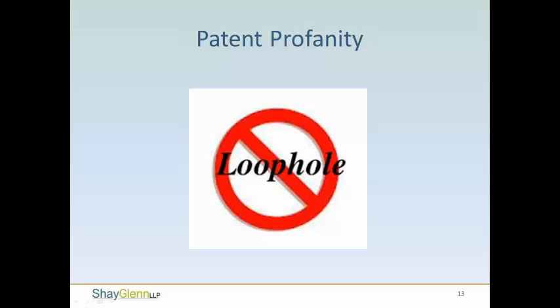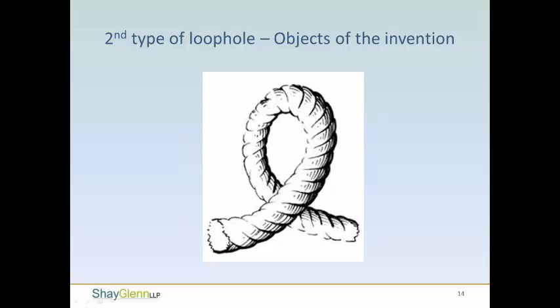Even if nothing can be done to correct a problem in the existing application or the issued patent, you can at least ensure the problem is not propagated in future patent applications. And as I alluded to at the beginning of the webinar, if you find patent profanity in your competitor's patents, there's a good chance you will be able to exploit it to your benefit and may get around some of their claims. So I think that's it for patent profanity.